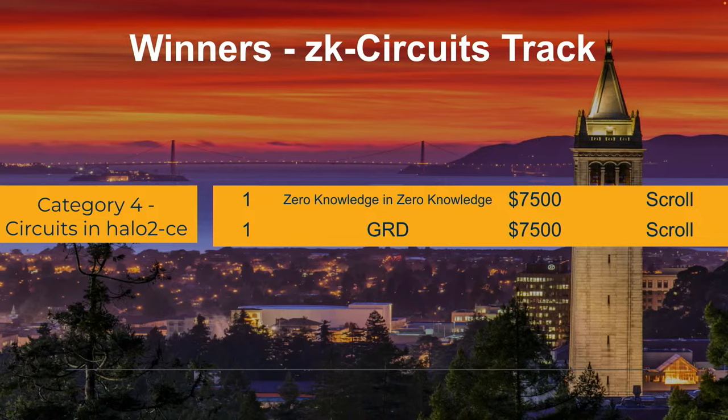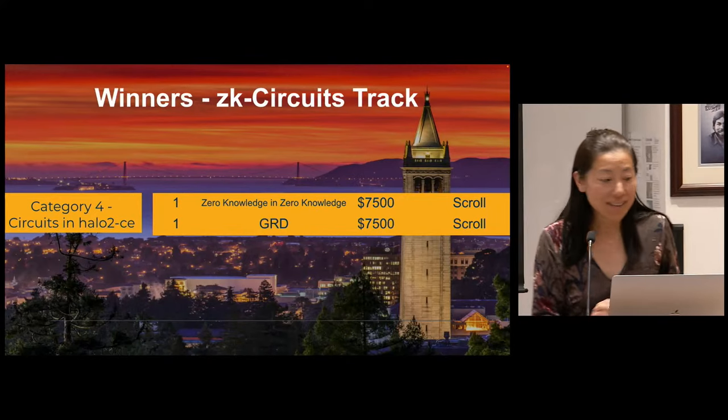One is the GRD team, who built a working implementation of RIPEMD160, and the other is the Zero Knowledge in Zero Knowledge team, who built an implementation of the SHA-256 circuit adapted from the Zcash gadget. So the teams have done super impressive work, and our team is super excited to see all the amazing ZKP developers that have been emerging from this hackathon. So thanks to everyone who has contributed to make it happen. Great, thanks.